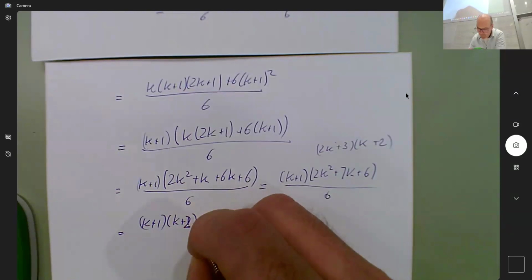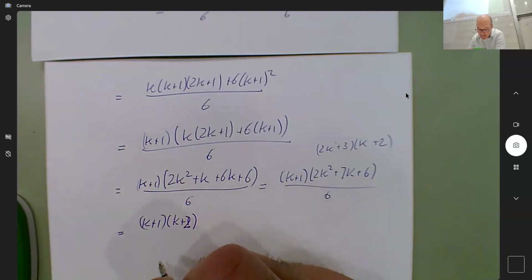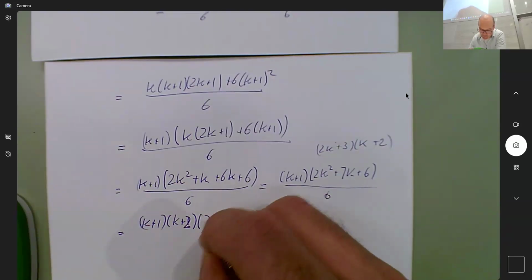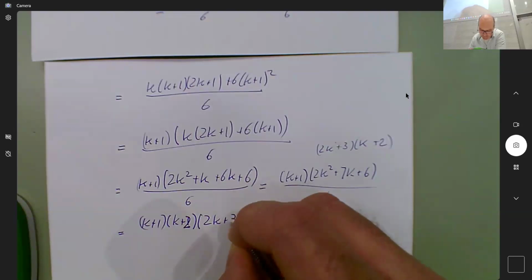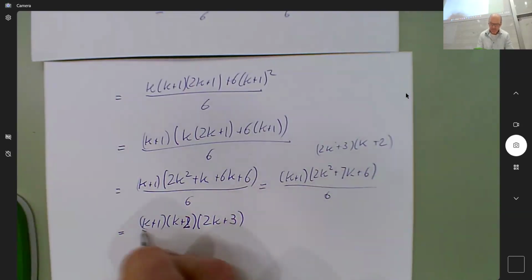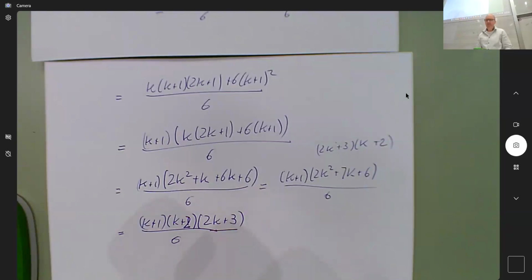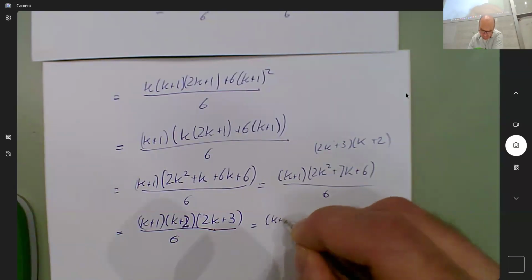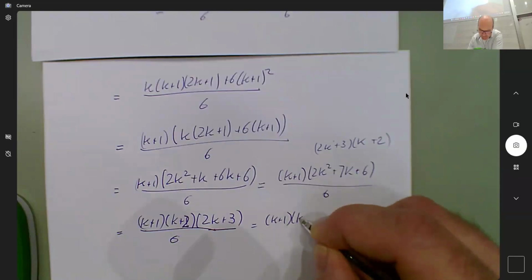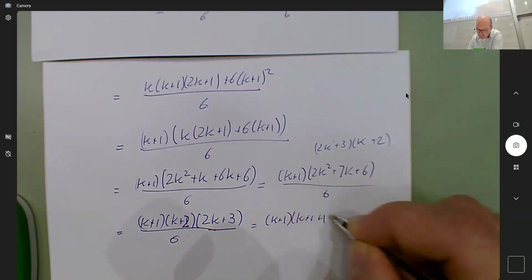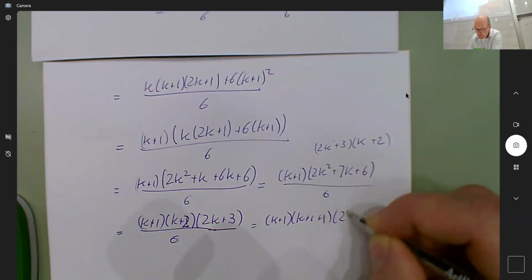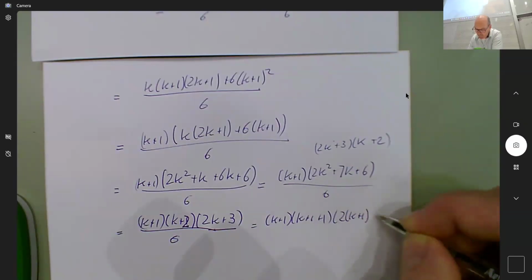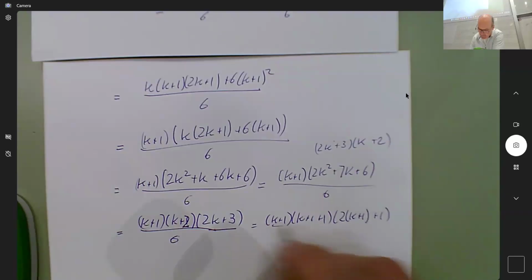That's a 2. 2k plus 3 on 6. Now I'm going to get a little bit pedantic here and go, this is k plus 1. This is k plus 1 plus 1. And this is 2 by k plus 1 plus 1 on 6.